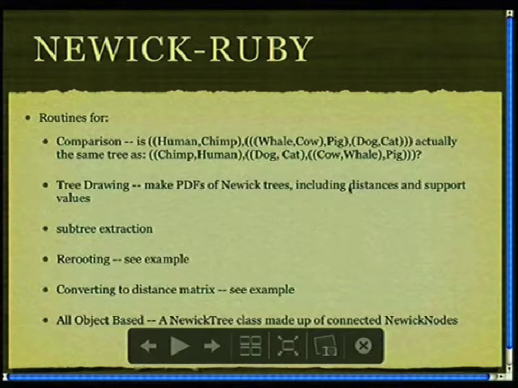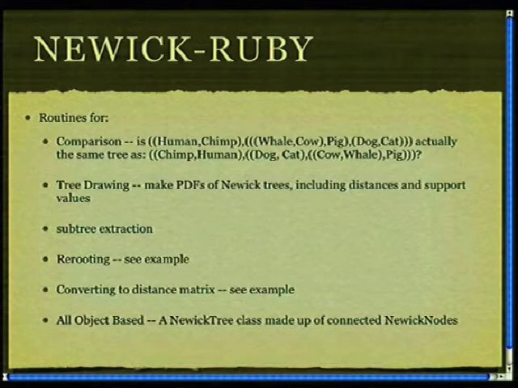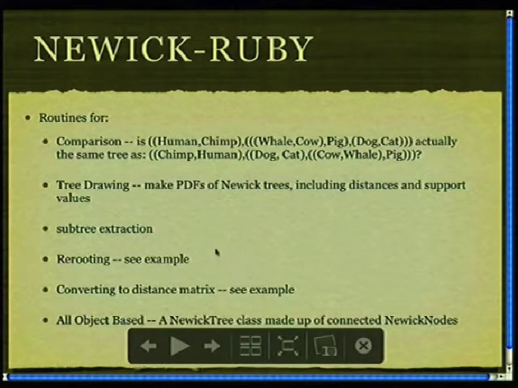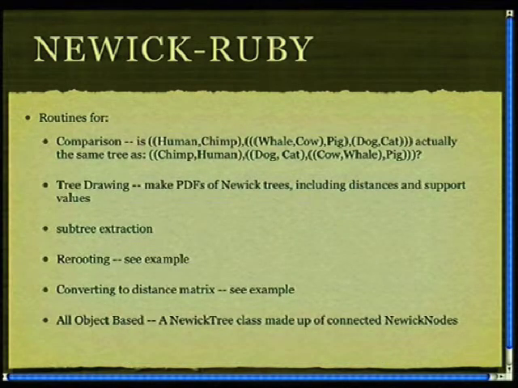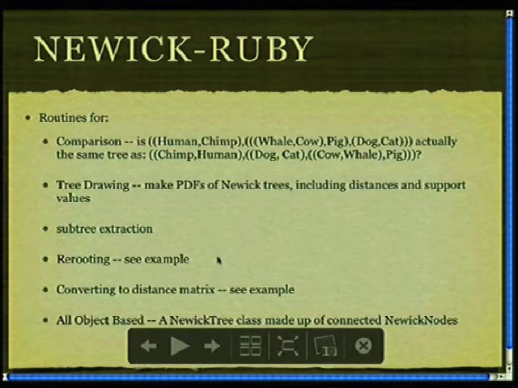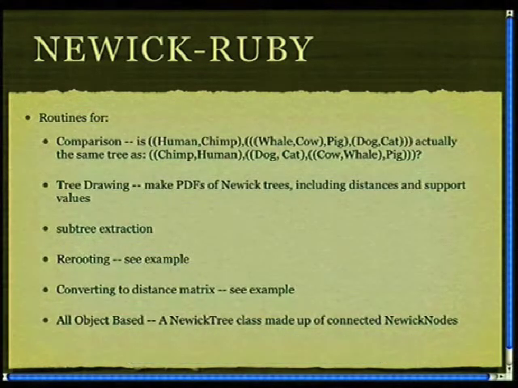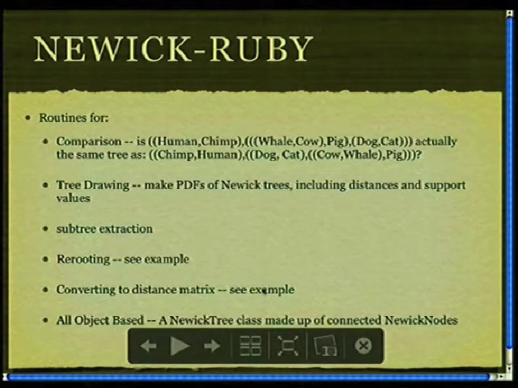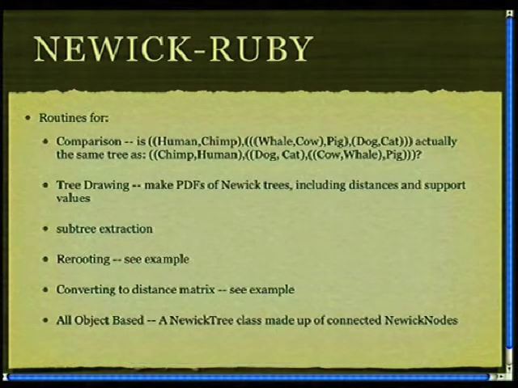Again, it makes these nice renderings of the trees that you can use in papers and in websites and so forth. You can extract subtrees. If you've got a really large tree, you may only be interested in one branch. You can reroot, which I'll show an example of. You can convert to a distance matrix, which is another thing I'll show you. And I've made it all very nicely object-based. It's got all the standard things like to_s that you'd expect a Ruby class to have, so it acts like a good Ruby citizen.